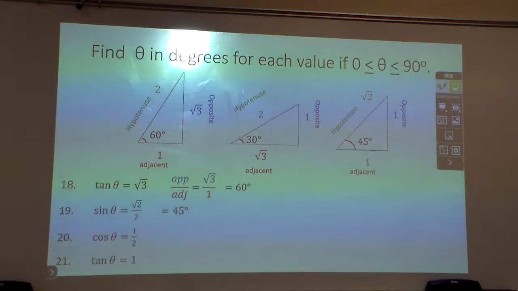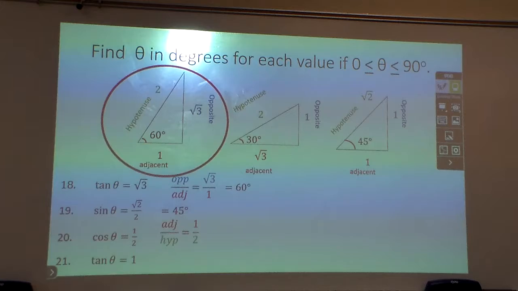Now the next one, the cosine, is adjacent over hypotenuse. So where's the adjacent 1 and the hypotenuse 2? That also occurs at what? 60. So it makes the answer 60.